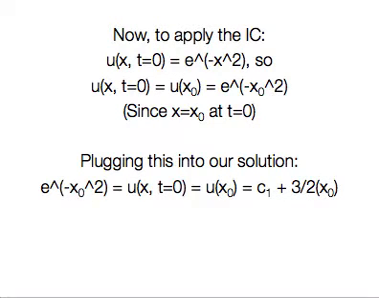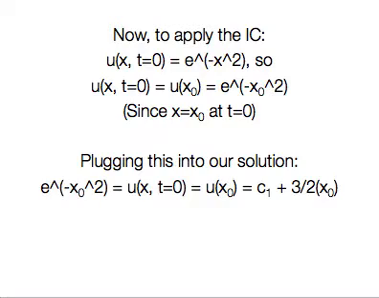Now we have to apply the initial condition, which is that u of x comma t equals 0 is equal to e to the negative x squared. So since x is equal to x naught at t equals 0, we can just say u of x comma t equals 0 is equal to u of x naught, which is equal to e to the negative x naught squared. So this is just kind of a notation thing, but it should be intuitive since x is equal to x naught at t equals 0.